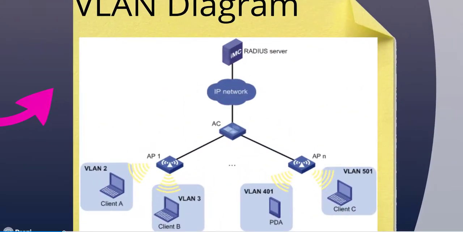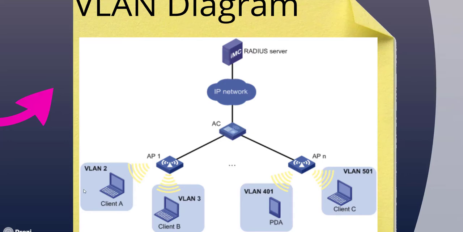And this is an example of a VLAN diagram. You have the IP address, the IP network, and then you have access point 1, access point n, and so on and so forth. So in this part, you see there's VLAN 2, VLAN 3, 401, 501. Even though it would look like they belong in the same network, they can actually be segmented, and that's because of the virtual local area network.